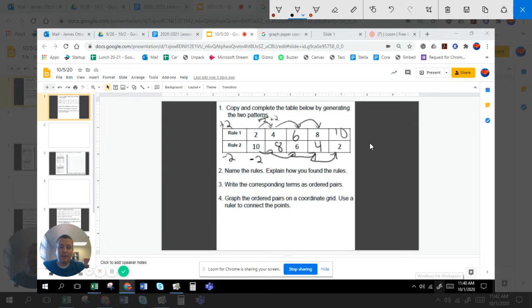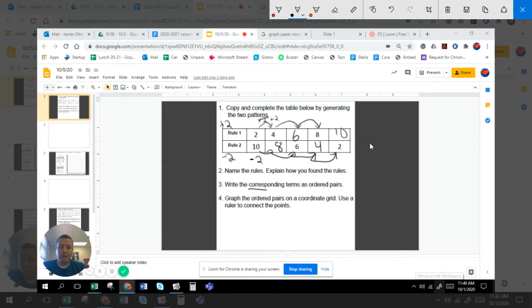Now, here's where things continue to get tricky. It says name the rules. Good. I did that. The top rule is plus 2. The bottom rule is minus 2. Explain how you found it. All right. I explained how I came up with that idea. Number 3, write the corresponding terms as ordered pairs.